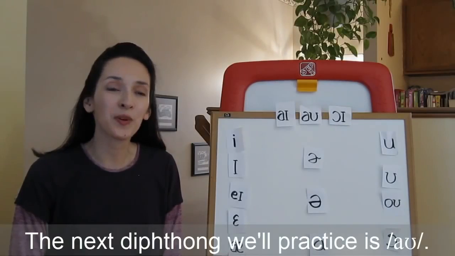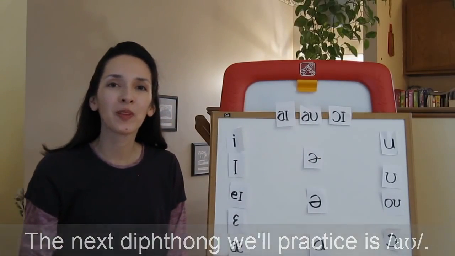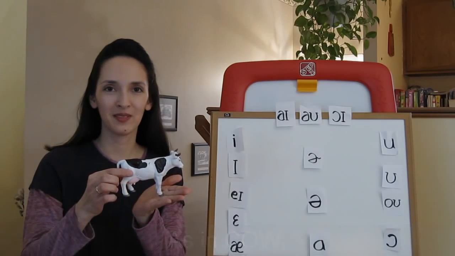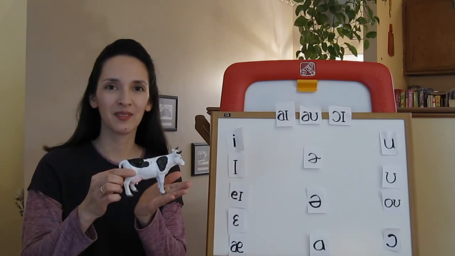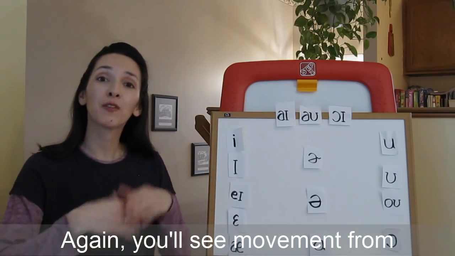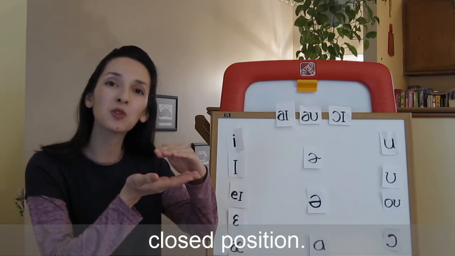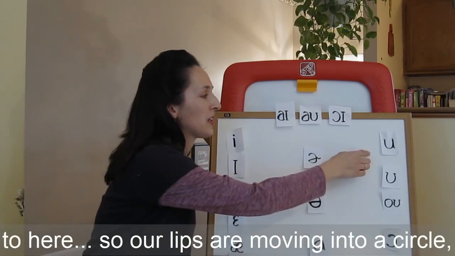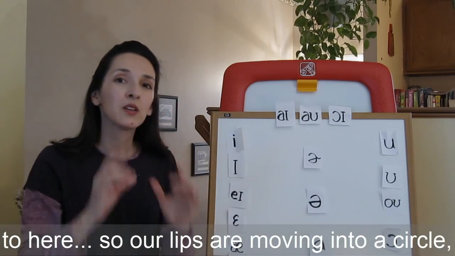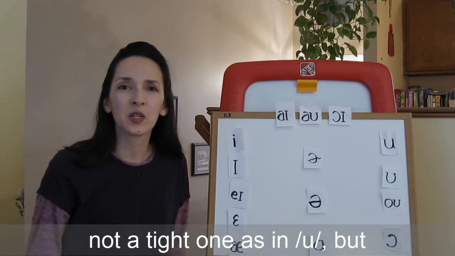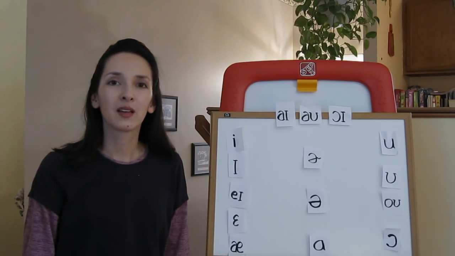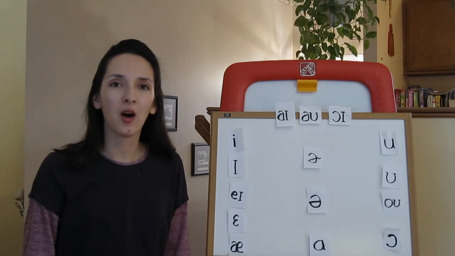The next diphthong we'll practice is ow, as in cow. Again, you'll see movement from a more open position to a more closed position. This time we're moving from around here to here. So our lips are moving in to a circle, not a tight one as in ooh, but approaching that. Cow, cow, ow, ow.